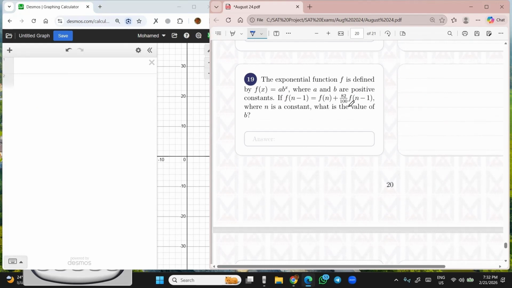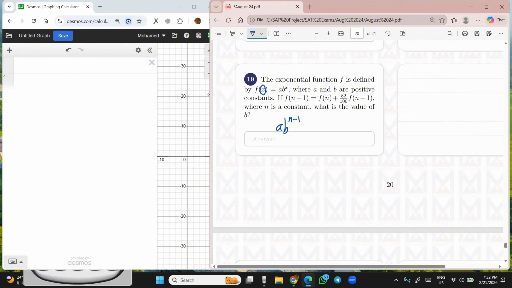Question number 19. The exponential function f is defined by f of x is equal to a times b to the x power, where a and b are positive constants. If f of n is equal to f of n minus 1 plus 82 over 100 times f of n minus 1, n is a constant. What is the value of b? We can write this on Desmos, but we can make it simple by considering, instead of f of n minus 1, we can say a times b to the n minus 1.